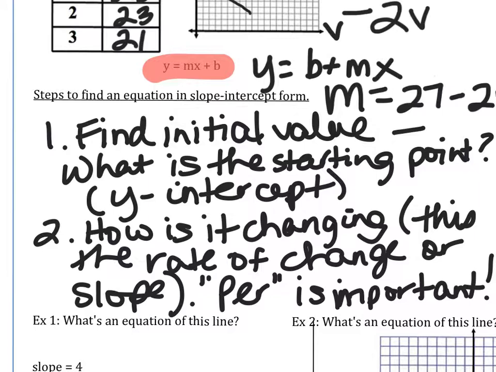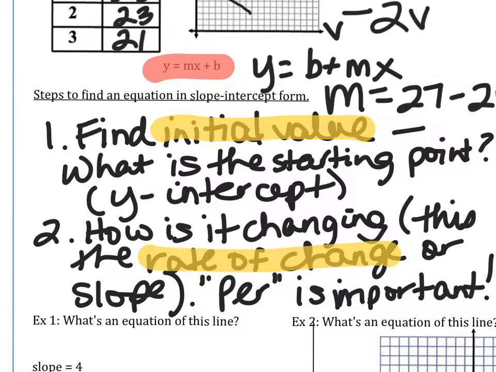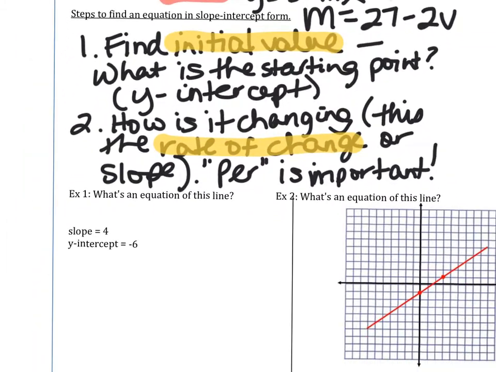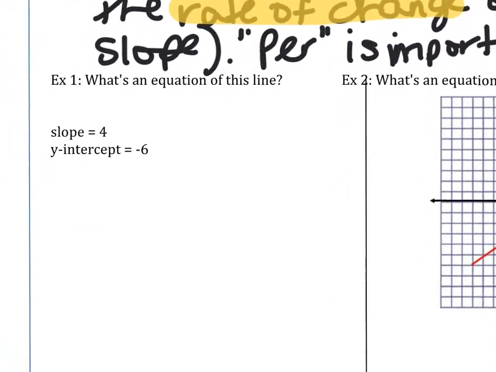So, if you can remember those two things, right? What is the starting point? So your initial value and the rate of change. Those are the two things that you need to know. Okay? So let's find the equation of that line.